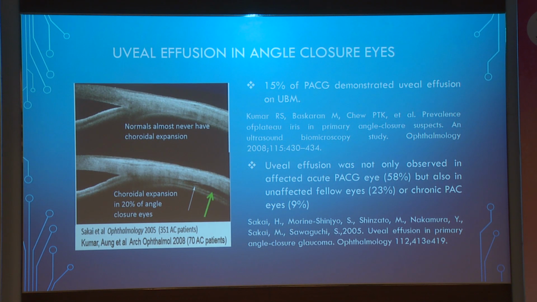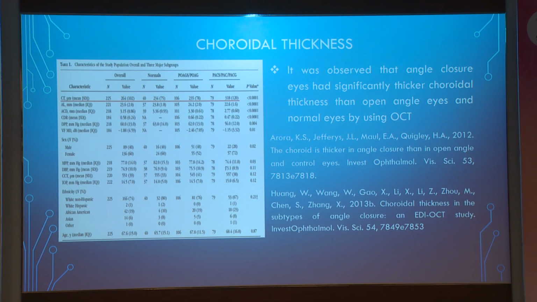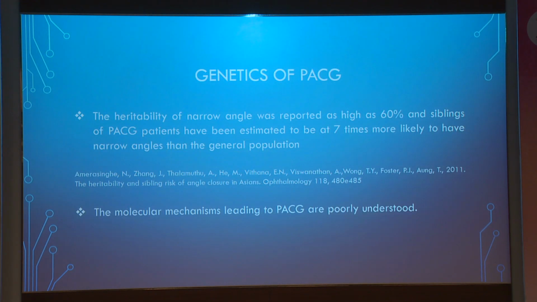15% of angle closure glaucoma demonstrated uveal effusion on UBM. This was shown by a study done by Kumar et al. Another beautiful study done by Sakai et al. from Japan showed that uveal effusion was not only seen in acute angle closure eyes, but also in unaffected fellow eyes and chronic angle closure eyes. This does not generally happen in normals. Choroidal thickness is more in angle closure eyes as compared to normals and open angle eyes.